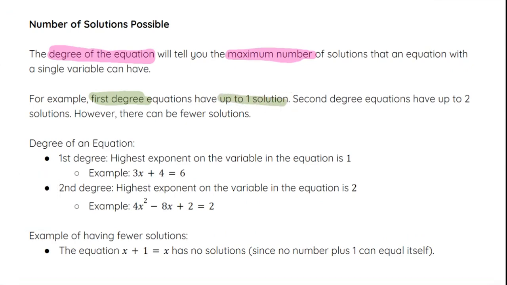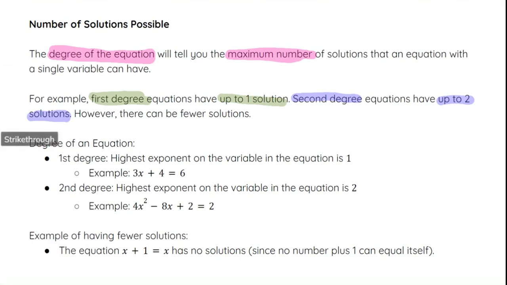It could be 1. A second degree equation could have up to 2 solutions, which means it could have 2, it could have less than 2. However, as noted here, there could be fewer solutions. So if it's a 7th degree, it could have 7 solutions or any number less than 7, including 0. So 0 solutions would be that there is no solution, which is possible as an answer as well. So looking at the degree, first degree, second degree, let's talk about how we know what degree an equation is.